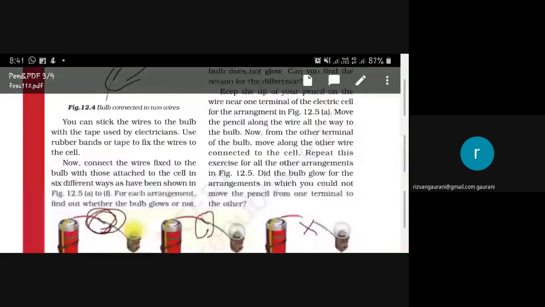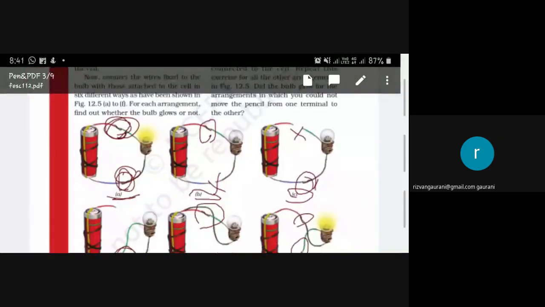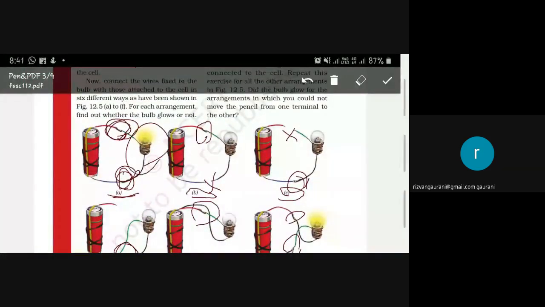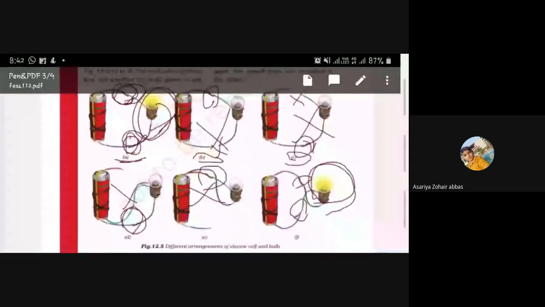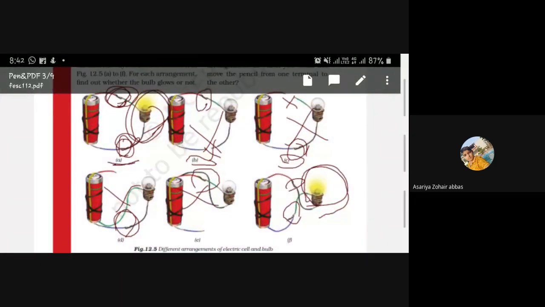Why is this not glowing? Just this one is glowing and this one is glowing, and none of the others are glowing. Why? Yes Fazil, why? Zuhair? Both of these are glowing: only A and F are glowing. Figure A and F are glowing, but figures B, C, D and E are not glowing. Why?